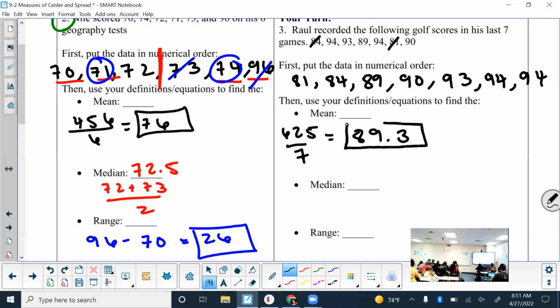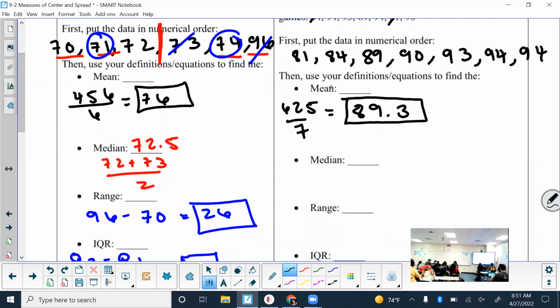Tenth would be just one spot after the decimal. So 89.3. Usually it'll specify what to round to. I just rounded to the tenth, but it usually will specify. So there you go. The mean can be a decimal.